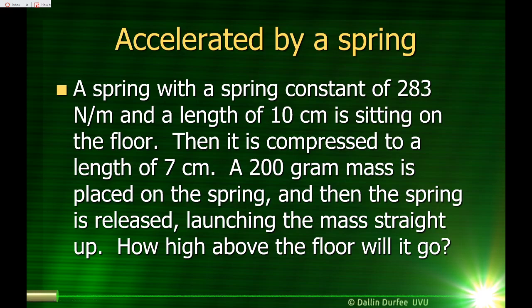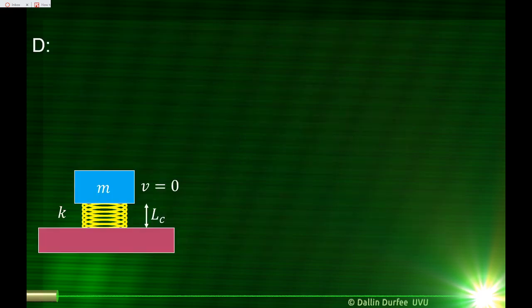So a spring with a spring constant of 283 newtons per meter and a length of 10 centimeters is sitting on the floor. Then it is compressed to a length of 7 centimeters. A 200-gram mass is placed on the spring, and then the spring is released, launching the mass straight up. How high above the floor will it go?